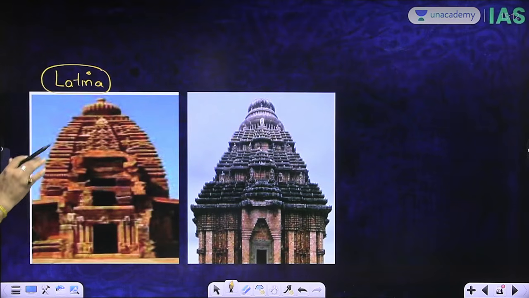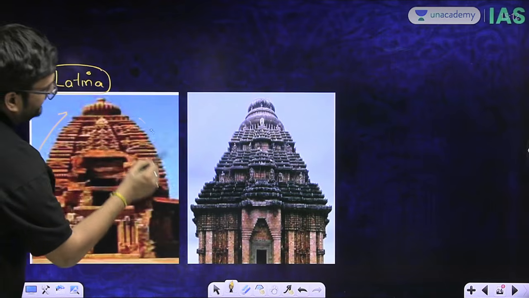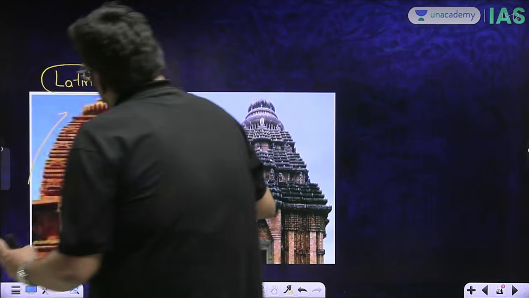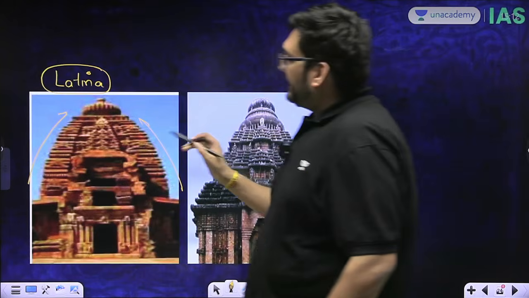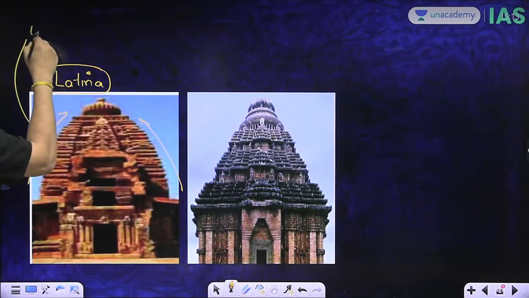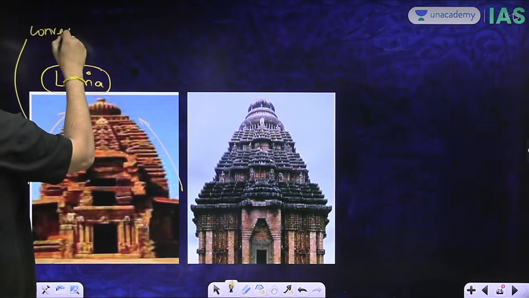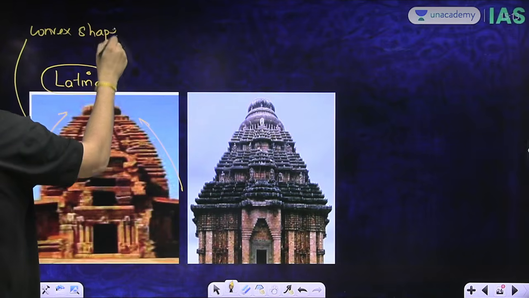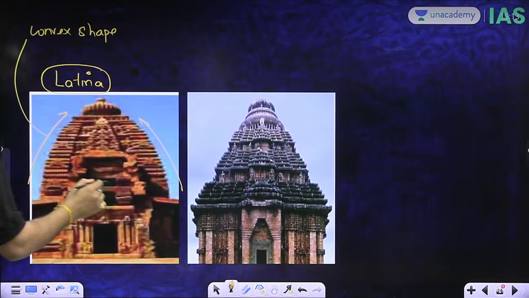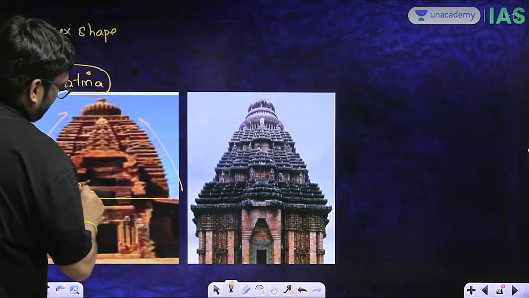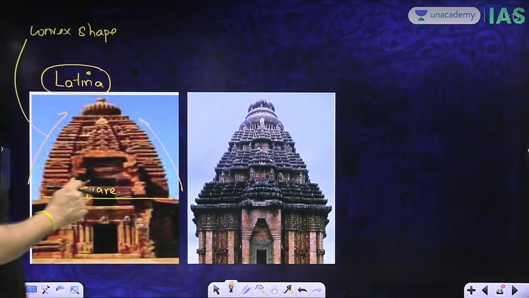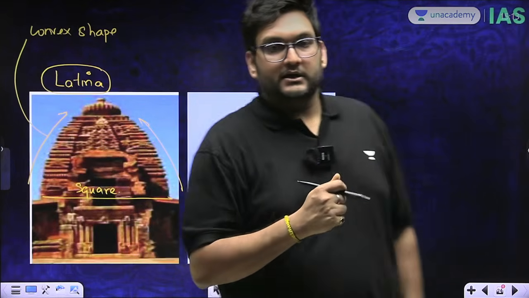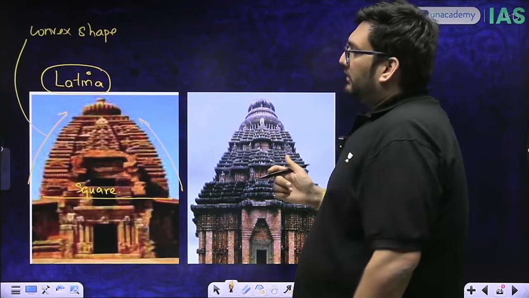Now, Rekha Prasada, Rekha Dyul. Now you see that the curve is inwards and you get a convex shape according to what you are seeing. If you're looking from the outside, it is convex. It has a square base and it is quite tall that way. This is called a Latina or Rekha Prasad.